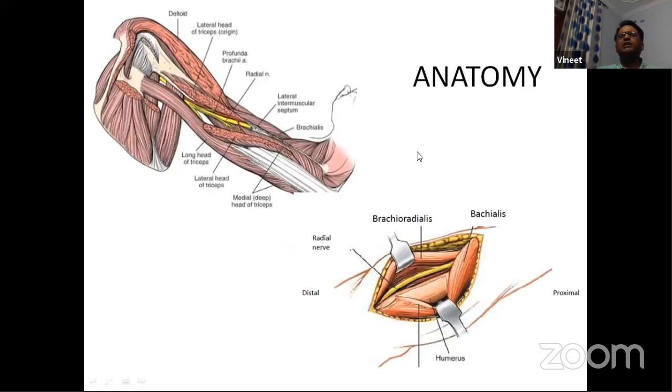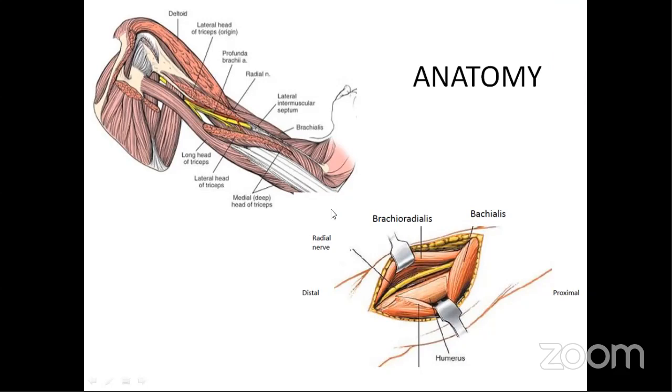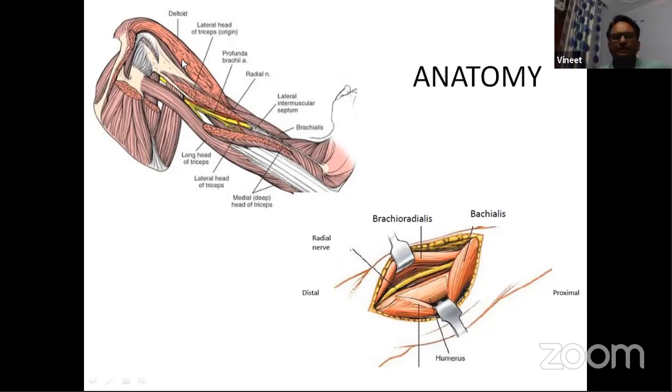This is just to complete the slide. I'm not going to dwell into the anatomy a lot. This is purely a theoretical topic, and I would encourage the postgraduates to revise their anatomy. All I want to mention here is that the radial nerve in the spiral groove on the posterior aspect of the arm is the most common site where the radial nerve is injured.